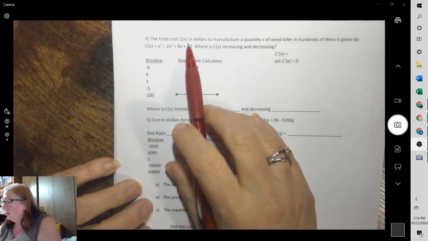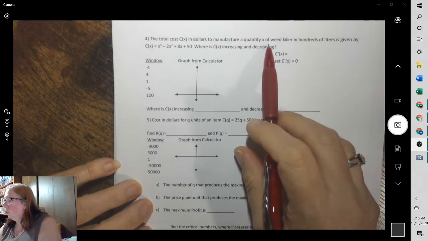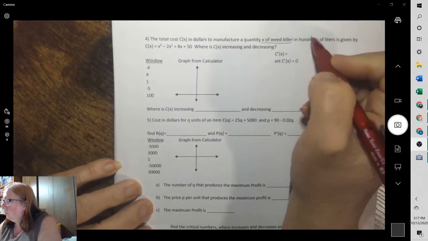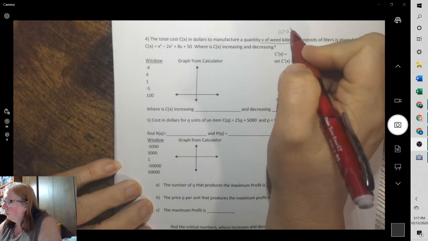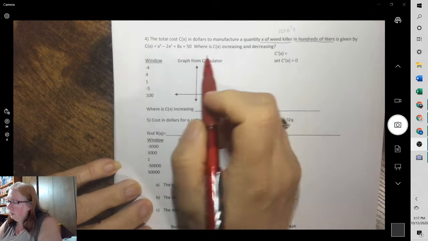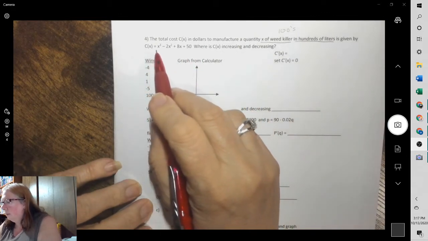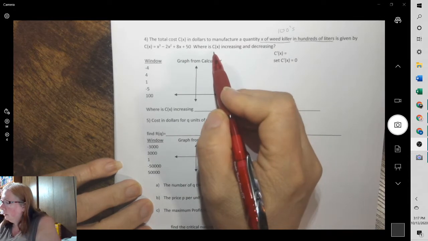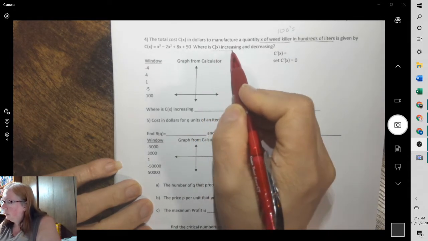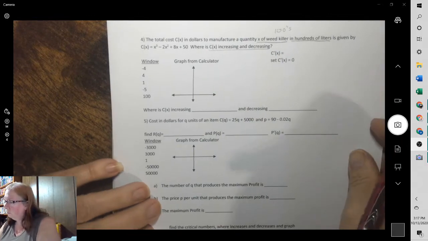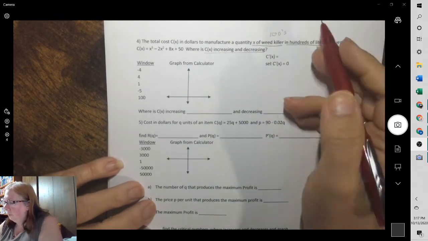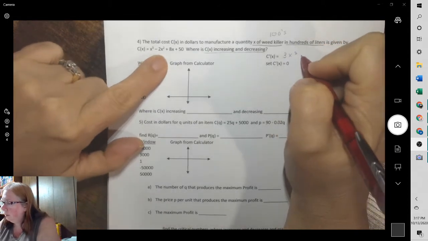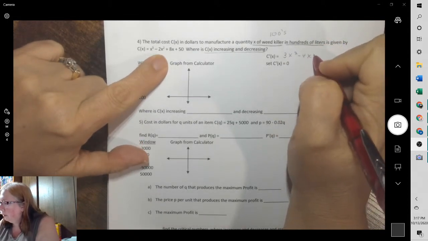The total cost C of X in dollars to manufacture a quantity X of weed killer in hundreds of liters is given by C of X equals X cubed minus 2X squared plus 8X plus 50. Where is C of X increasing and decreasing? The first thing we have to find is the derivative. We take the derivative of this: 3x squared minus 4x plus 8.